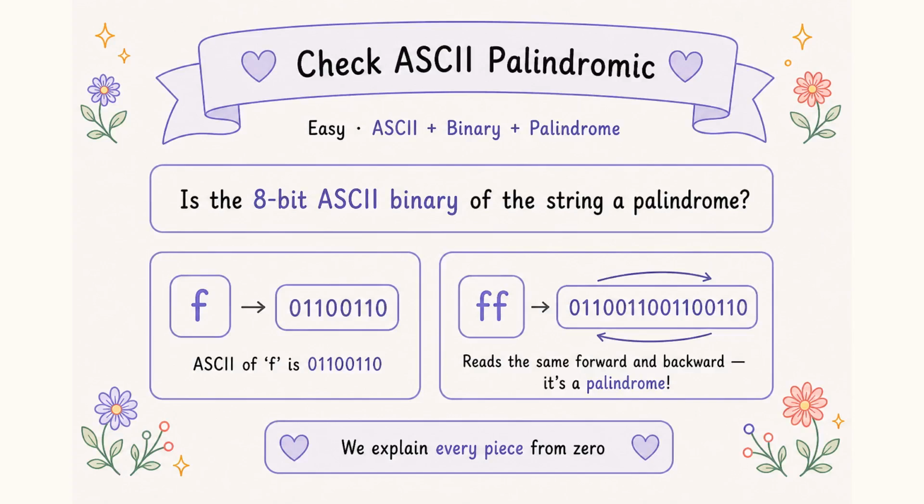Welcome. Today we solve Check ASCII Palindromic. The question is, if we replace every letter with its 8-bit ASCII binary and keep the same order, is that big binary string a palindrome? We will explain ASCII, binary, leading zeros, palindromes, full dry runs, and the code from 0.